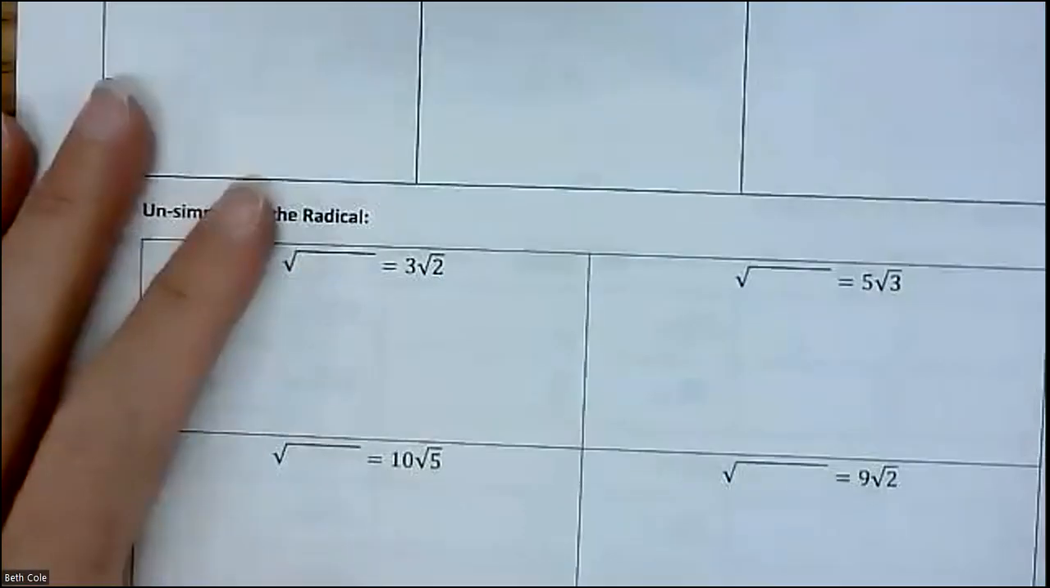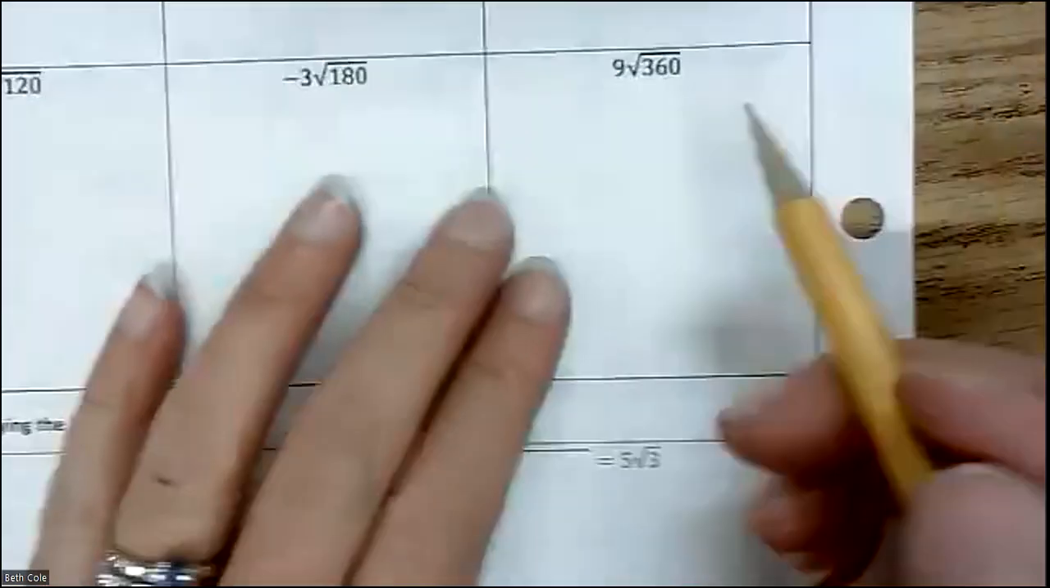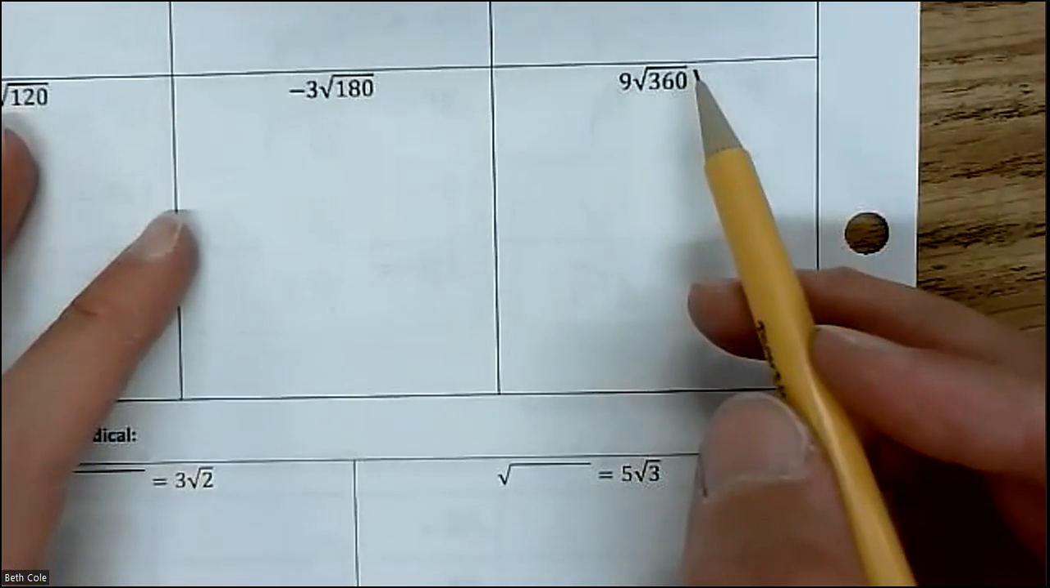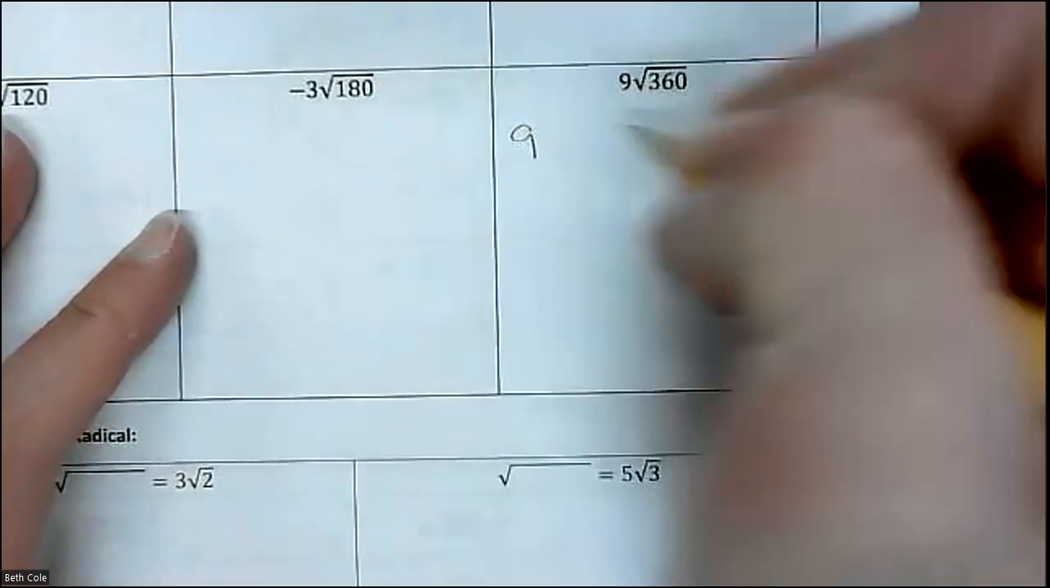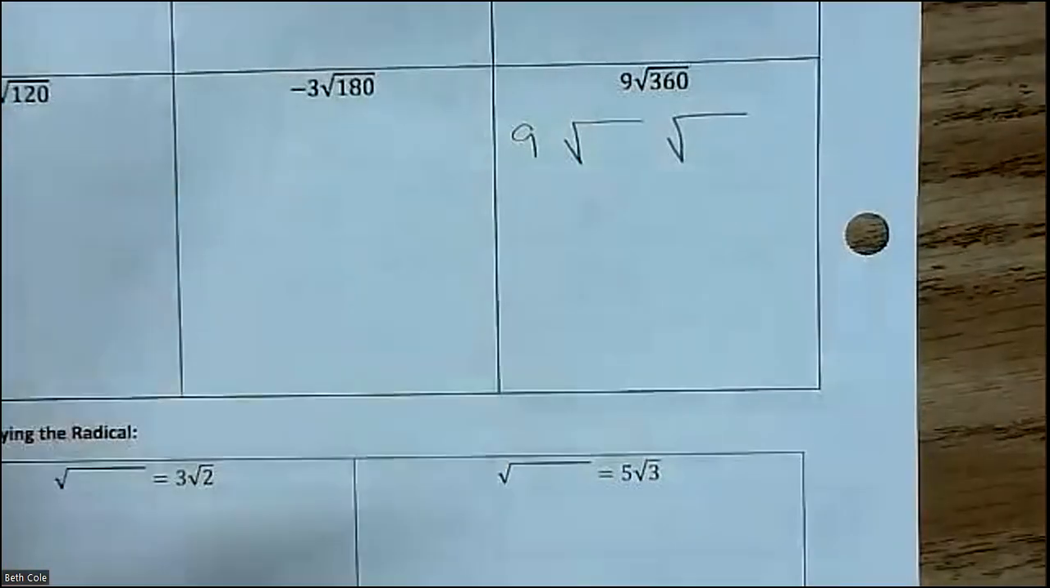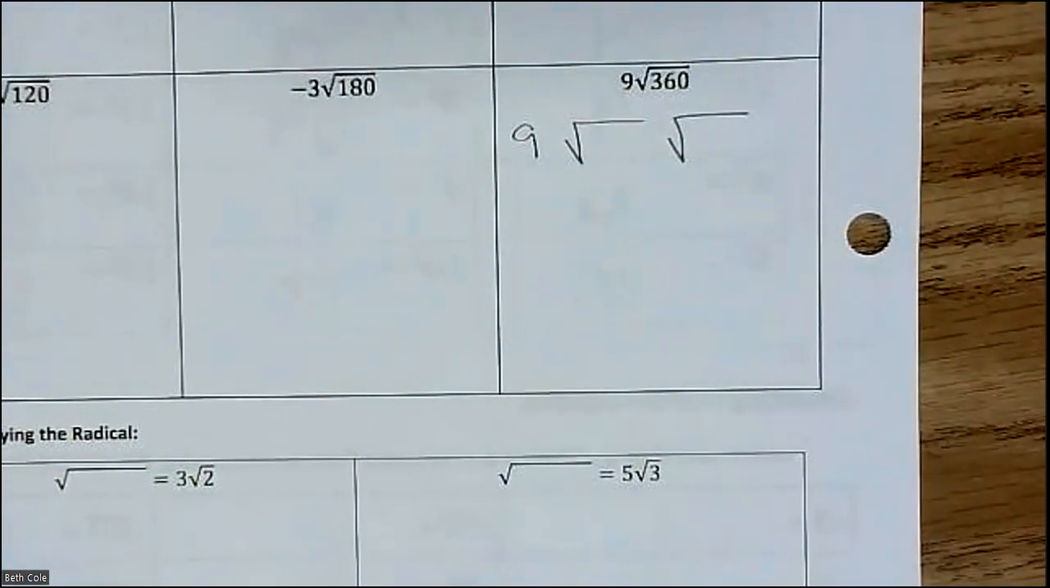So go ahead and flip to the second page. Now we did most of these in our small groups, but we're going to just do the ones that we missed. So we're looking at this one. The 9 is just there, and then you're going to draw 2 little houses.